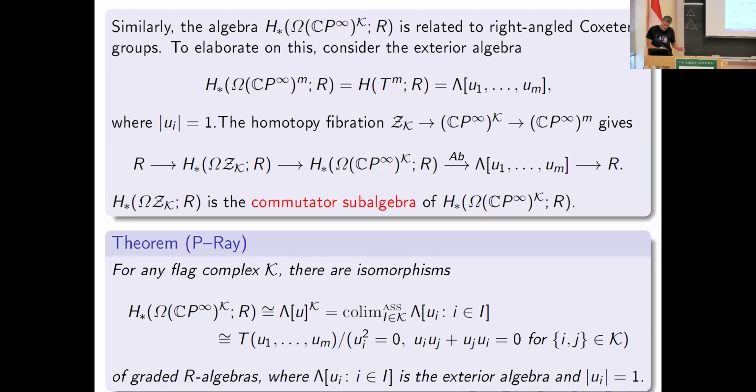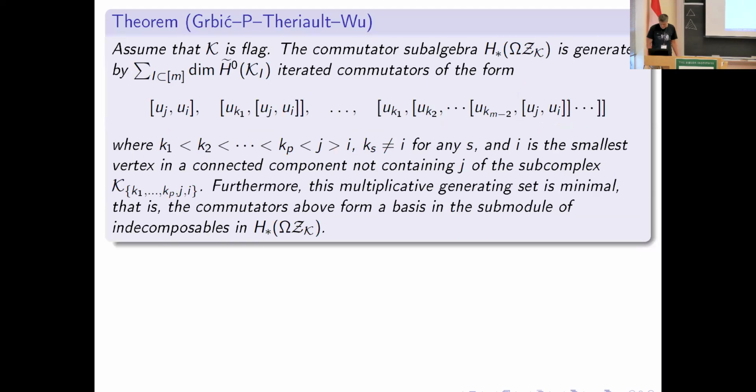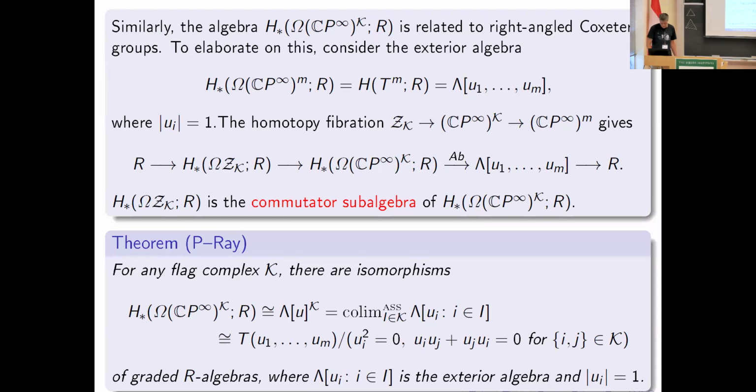That's for flag complexes. If K is not flag, then this loop homology is much larger. It contains all those higher commutator products, Hurewicz images of higher Whitehead products, but it still contains this partially commutative subalgebra. And that looks like a right-angle Coxeter group. It's an algebraic counterpart of the right-angle Coxeter group. And there is a further manifestation of this analogy. That thing is an algebraic analog of right-angle Coxeter groups.